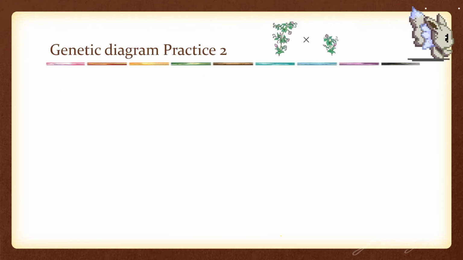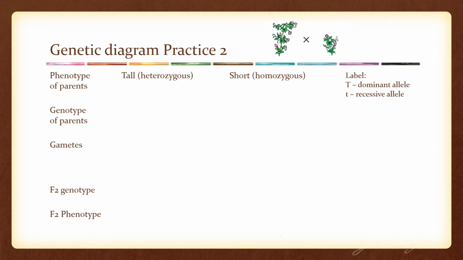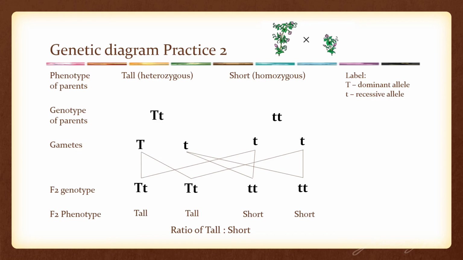For the next practice, let's draw the genetic diagram of a cross between a heterozygous tall plant and a short plant. So pause the video and try it out yourself. And remember to include the ratio of tall offspring to short offspring. If you are done, here is the answer for you to check. The ratio of tall plant to short plant is 1:1. So this will be all for the practice of Punnett square and genetic diagram.